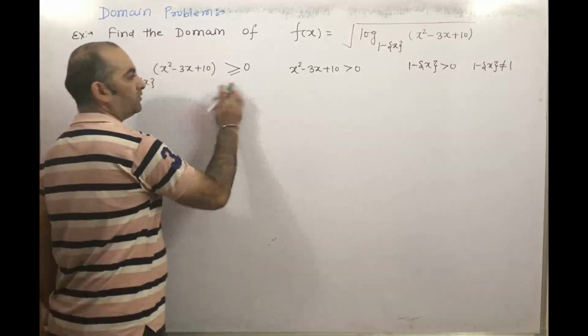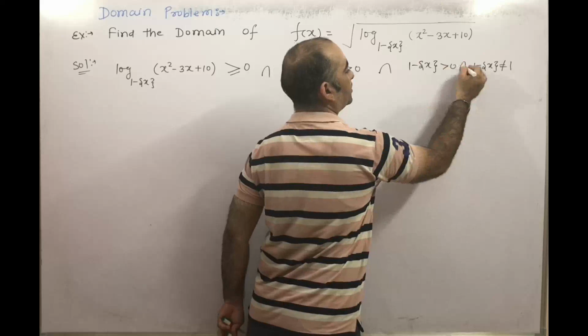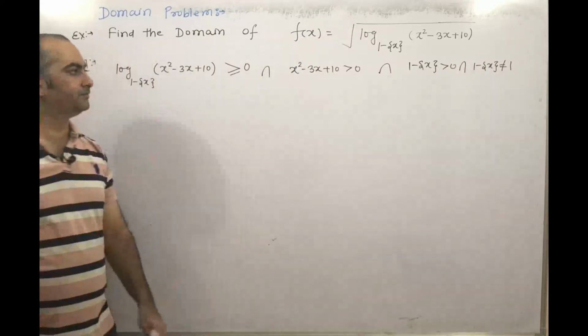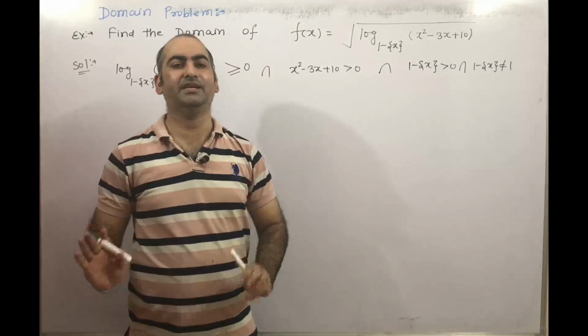Now in these two, what will you take? Intersection. In these two we will take the intersection, and in these two we will take the intersection. So in all four we will take the intersection. So first we are solving this one. For solving this one we will use basic inequalities.